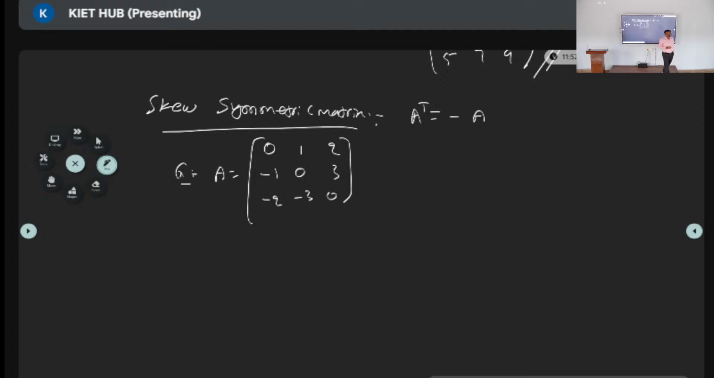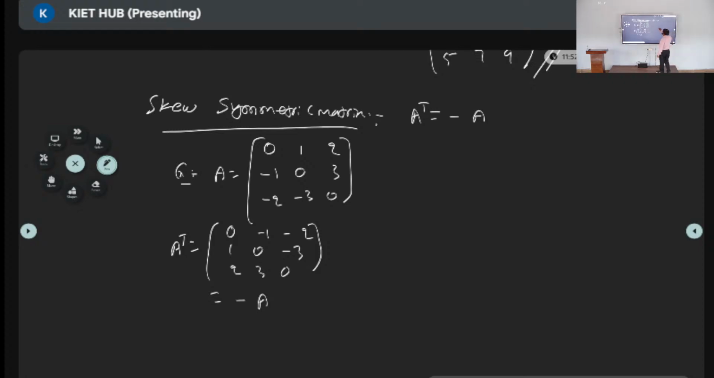Is this skew symmetric or not? Is it satisfying the condition, A transpose equals minus A? Observe here. What is A transpose? 0, minus 1, minus 2, 1, 0, minus 3, 2, 3, 0, which equals minus A. A transpose equal to minus A. Everybody understanding?